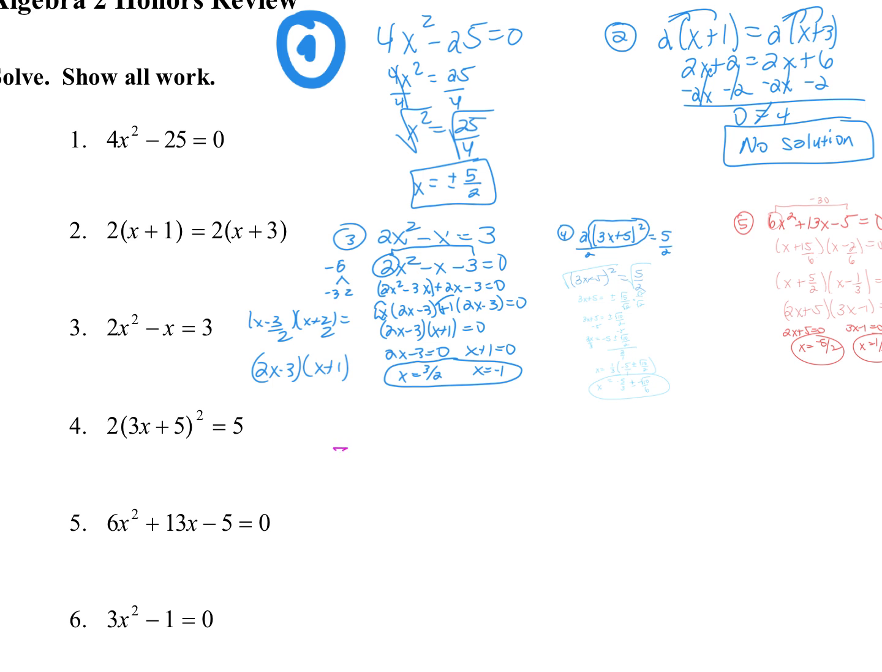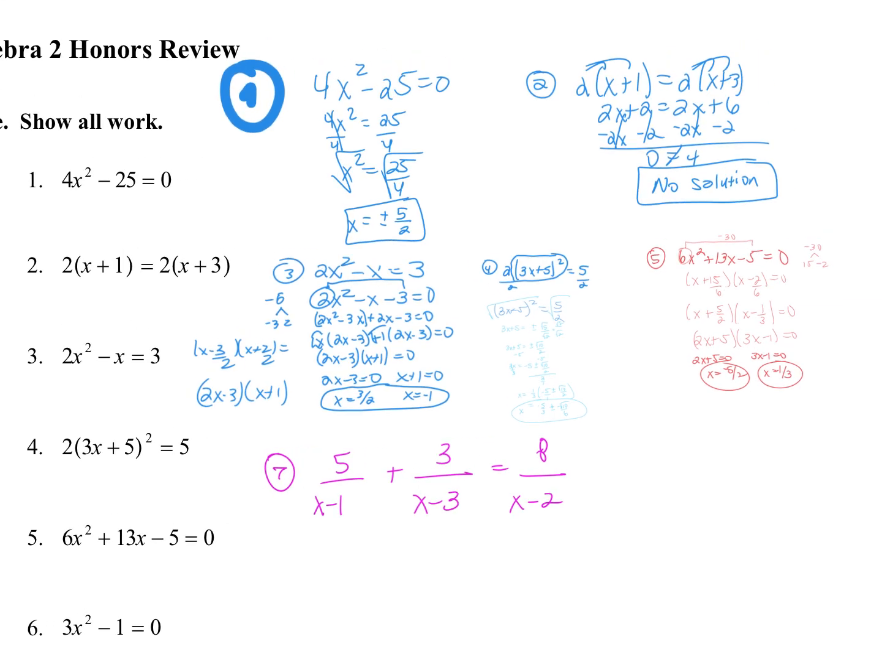All right, moving on to number 7. Number 7 is a rational equation. So I have 5 over x minus 1 plus 3 over x minus 3 equals 8 over x minus 2. The first thing we need to do, ladies and gents, is get a common denominator.